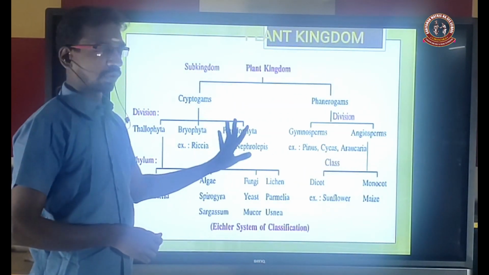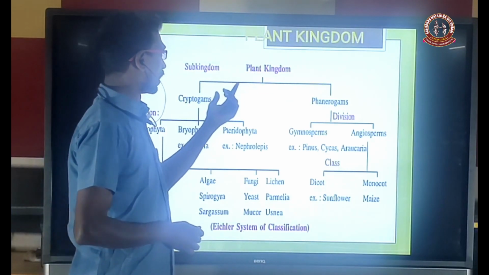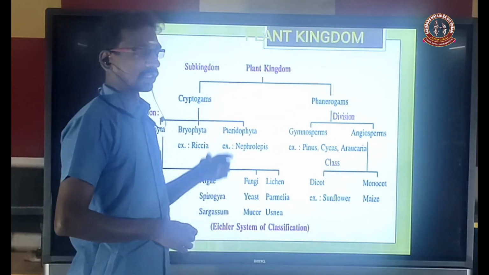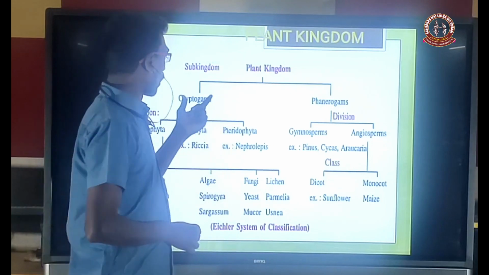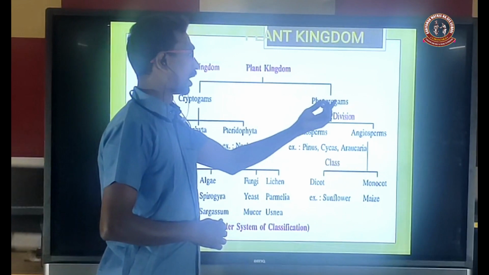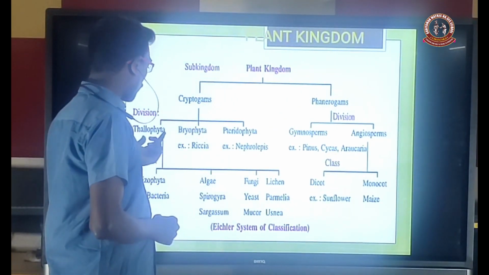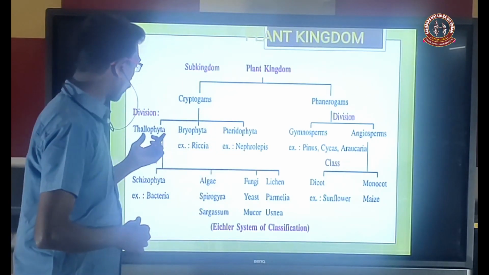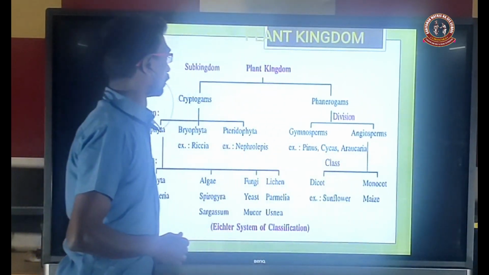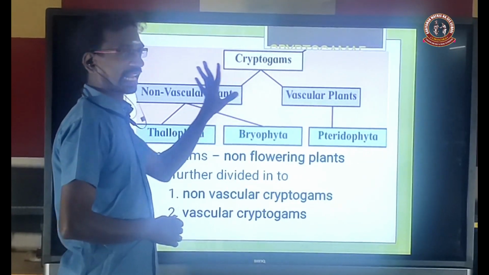Now we are going to see the flow chart of the plant kingdom classification. The plant kingdom is broadly divided into two categories, that is cryptogams and phanerogams. So what is a cryptogam? Cryptogams mean the non-seeded or non-flowering plants. Phanerogams mean flowering and seeded plants. The cryptogams are further divided into three categories, that is Thallophyta, Bryophyta and Pteridophyta. In this video we discuss the cryptogams classification.